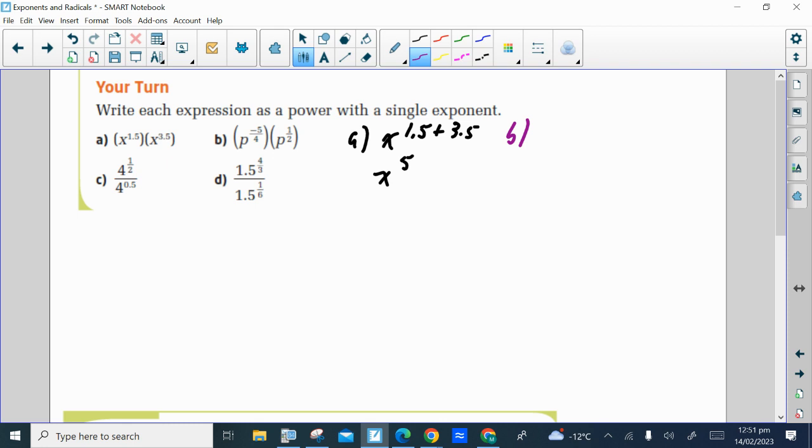Question B. What do we do there, Keen? You're going to add the exponents, and what about the base? It's going to stay the same. So you're going to add negative 5/4 and 1/2. And to add fractions together, we need a common denominator. We don't have a common denominator right now. Our common denominator will be the smallest number that both 4 and 2 divide into evenly. The least common multiple of those two numbers, which would be 4. Both the denominators divide evenly into 4.